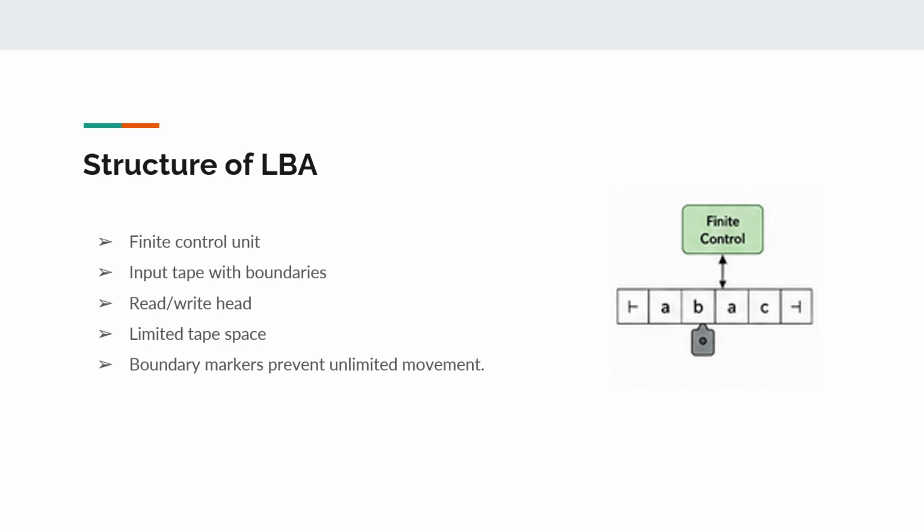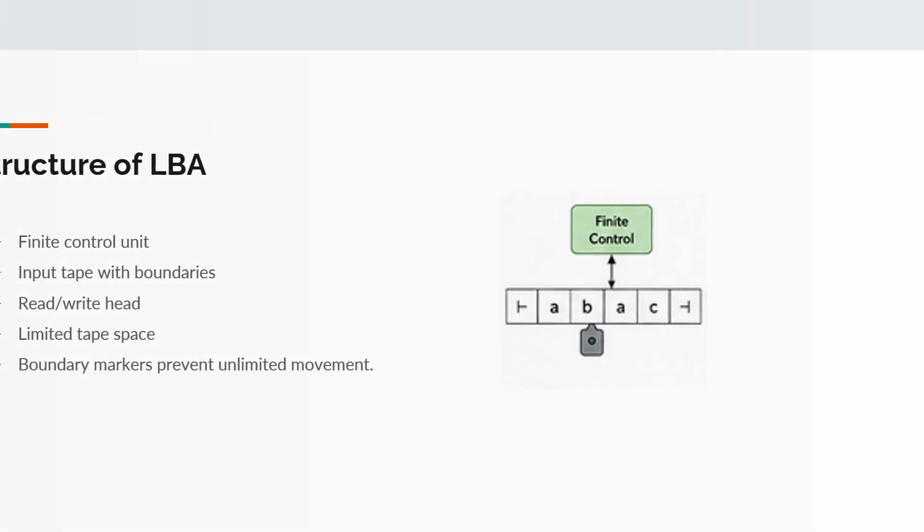The structure of an LBA includes a finite control unit, a tape with boundary markers, and a read or write head. The tape space is limited, so the machine cannot move outside the allowed region. This restriction makes it less powerful than a normal Turing machine.